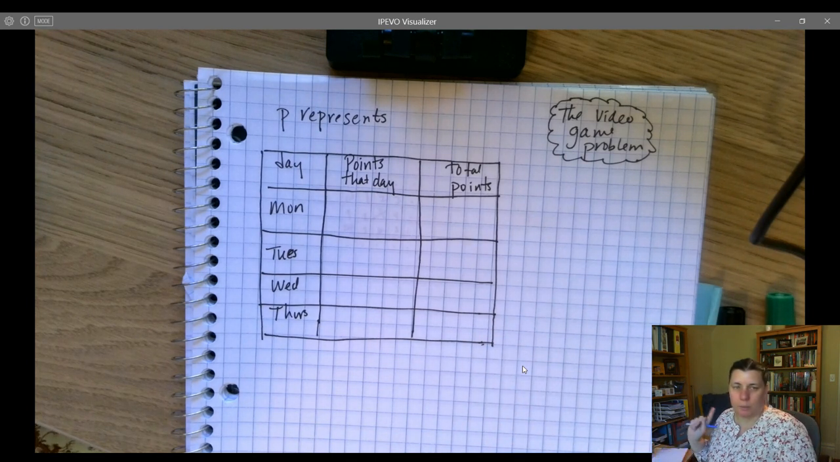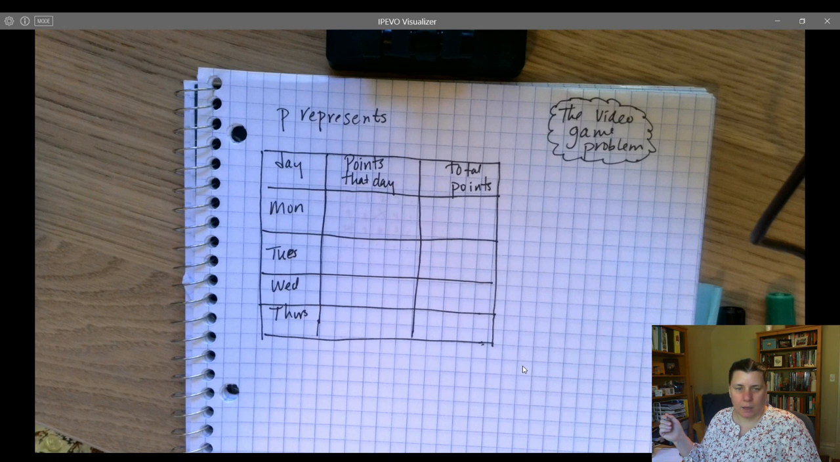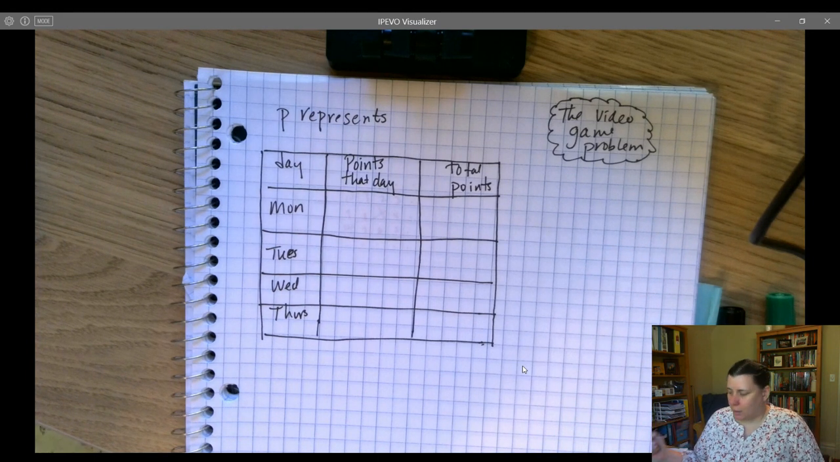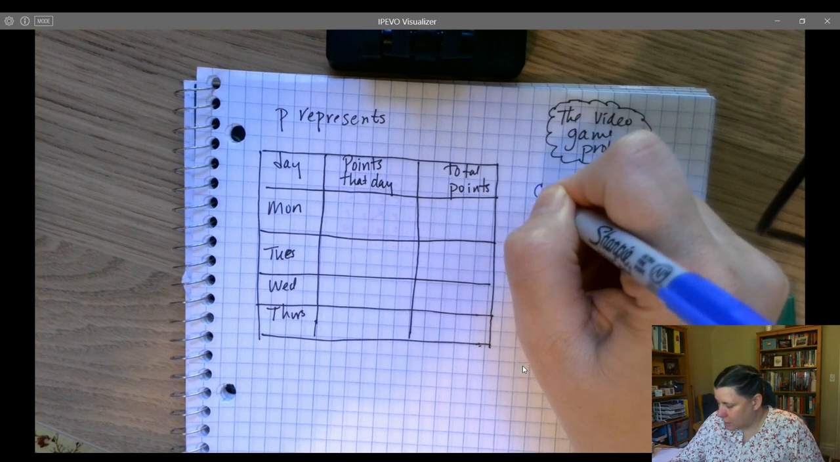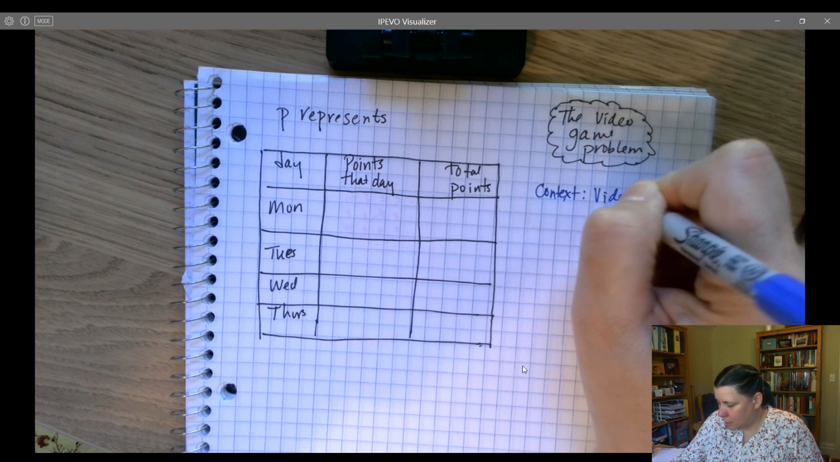Miguel comes up with. So, Emma is playing a popular video game and is determined to beat the high score. The game saves her place, so each time she plays again, she picks up in the same place with the same number of points. Emma downloads the video game on Monday and starts playing, scoring a bunch of points. Okay, so let's go ahead and do context. This is video game points.